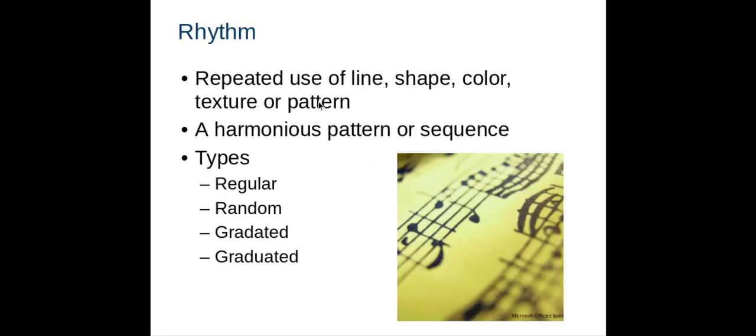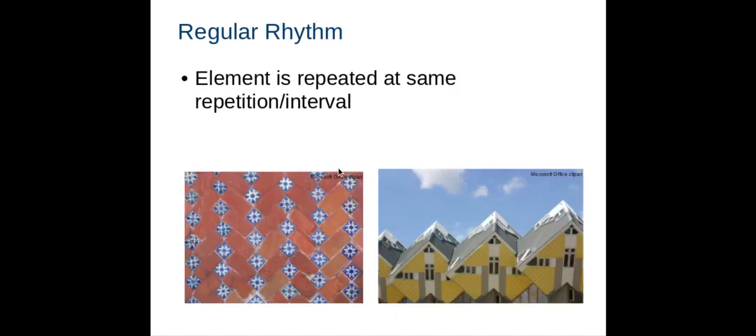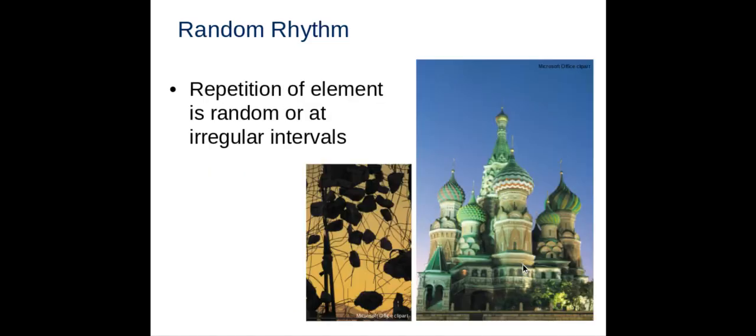Rhythm is repeated use of lines, shapes, colors, textures, or patterns, such as in this music here. A harmonious pattern or sequence. It can be regular, random, gradated, or graduated. Regular rhythm is where that same element is repeated at the same interval, such as these tiles here. We typically see regular rhythm in tiles in bathrooms and kitchens most of the time. Even in this apartment building here, this diamond shape is repeated regularly.